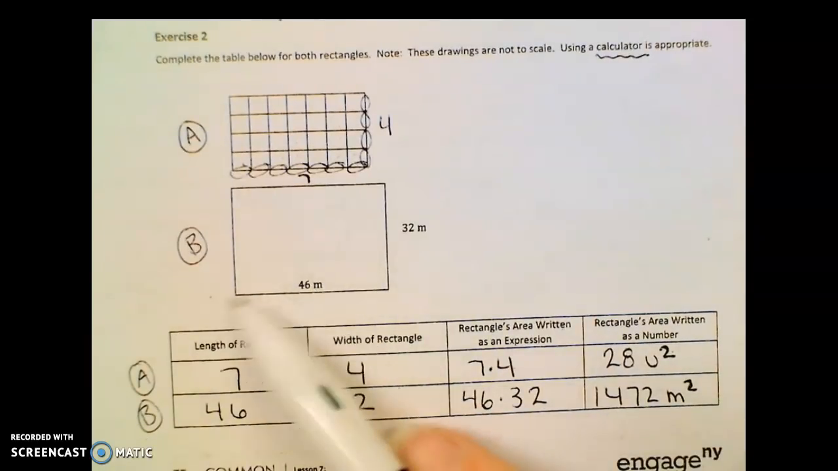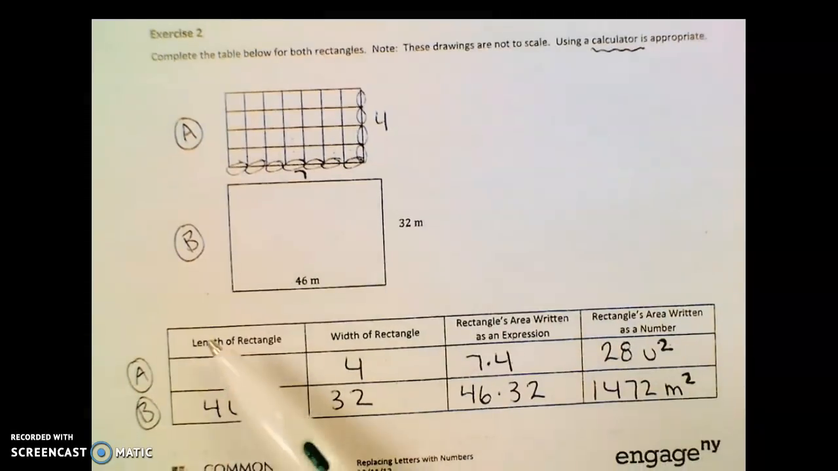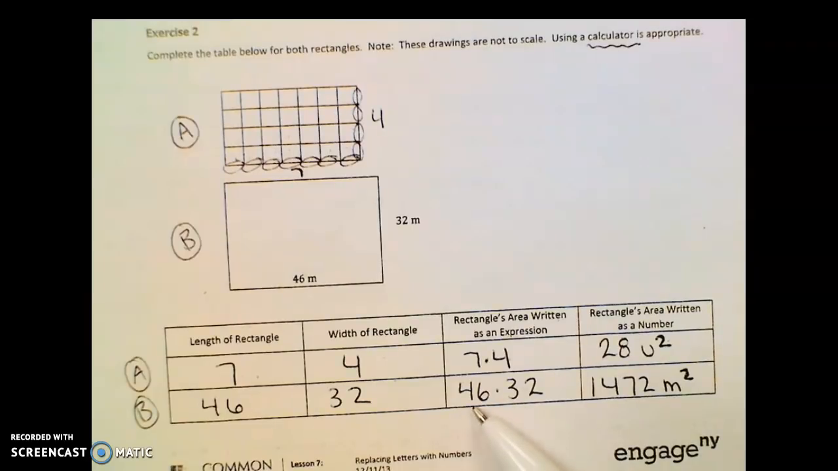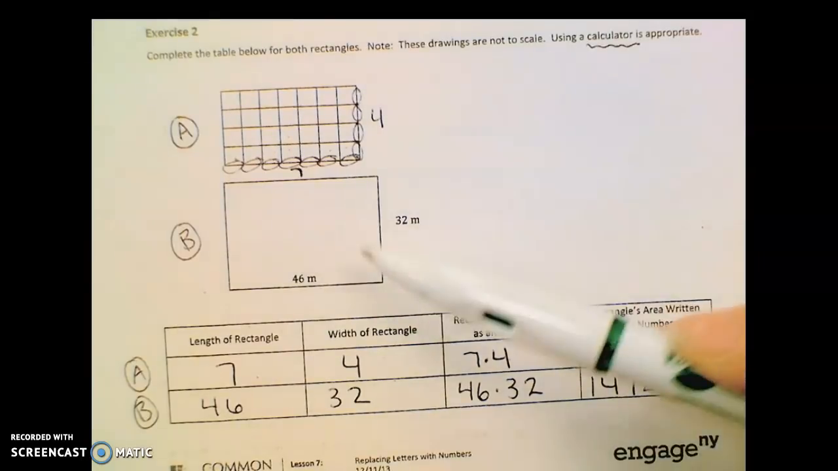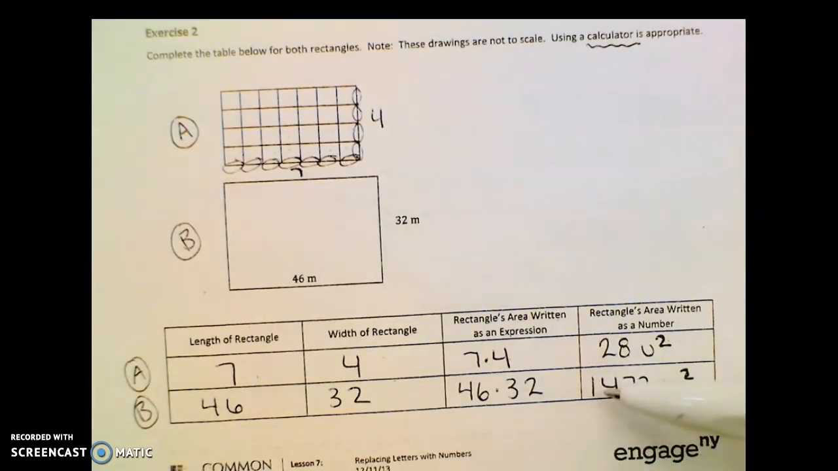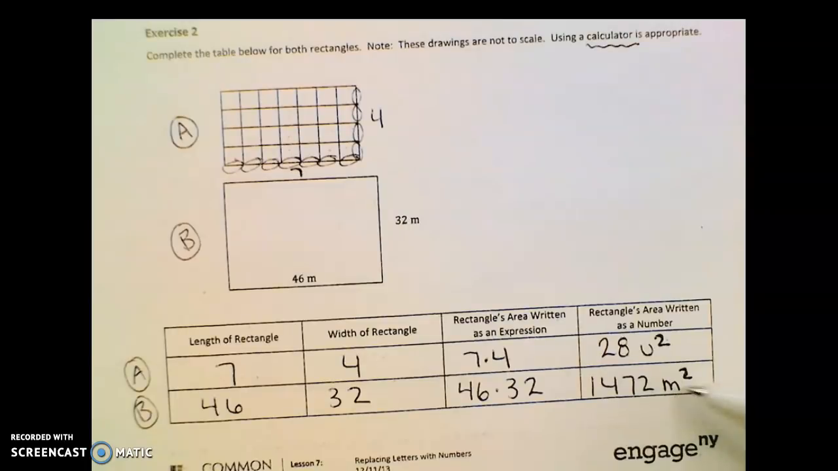For rectangle B, we don't have time to draw 46 different squares and 32 different rows. The length is 46. The width is 32. Written as an expression, that's 46 times 32. Multiplying that out, it takes 1,472 square meters to cover this shape right here. So 1,472 meter by meter squares would cover this space. Make sure you have meter squared, not unit squared or any other label, because it was specific here.